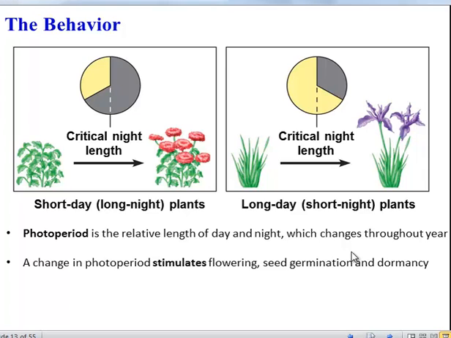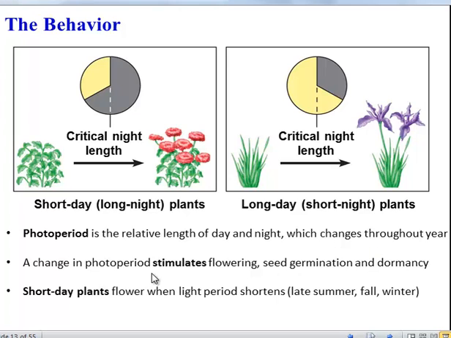So there are two different groups of plants. And depending on which type they are, it determines when they flower. You've probably noticed that a lot of plants have flowers in the spring. Well, the reason has to do with what type of plant they are. Short day plants flower when the light period shortens. In other words, in late summer, fall, and winter. And here's what that looks like. Once the day length, which is in yellow, falls to a short enough period, and the night length is long enough, they'll start to flower.